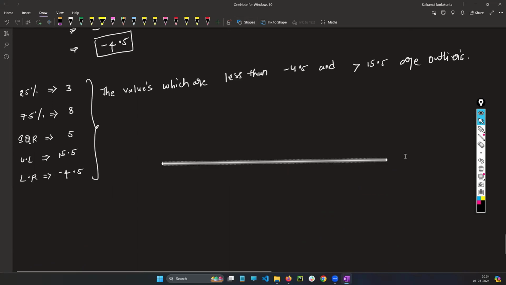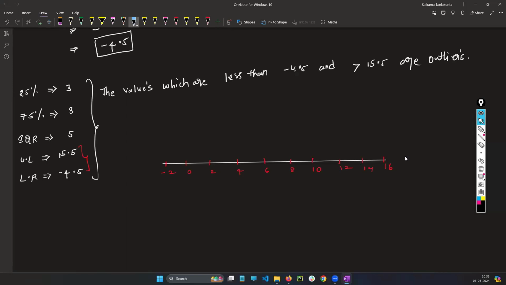In this line, according to the lower value and upper value that I got, I will write something like this. Minus 2, let's say 0, 2, 4, 6, 8, 10, 12, 14, 16. Suppose some axis I'm writing. Okay, so point by point will come.